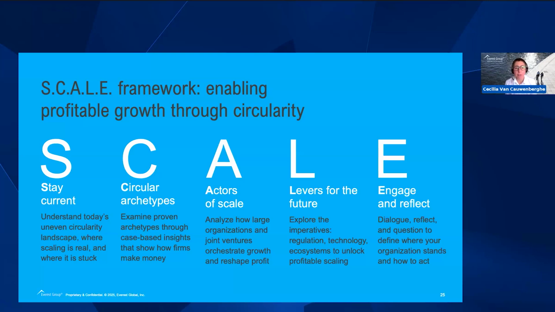So taken together, the SCALE framework shows that circularity is in fact an economic operating model. Stay current gives you the truth of where you are. Circular archetypes give you the focus, or how to perform. The actors of scale give you reach, the levers of the future give you momentum, and engage and reflect give you endurance. If these five elements are managed deliberately with clear data, disciplined collaboration, and transparent governance, circularity delivers not only compliance, but competitive advantage, lower volatility, higher trust, and profitable growth.